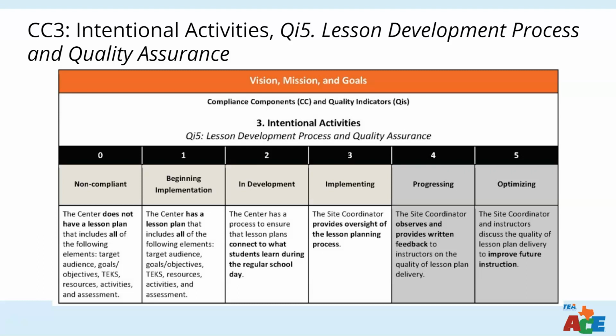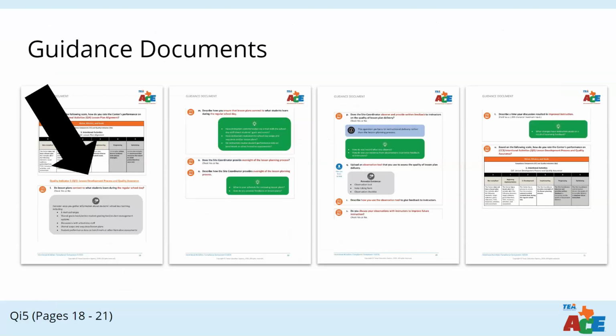And 5, optimizing. Consider whether the site coordinator discusses observations with instructors to improve future instruction. You will be asked to provide evidence by describing a time when the site coordinator discussed the quality of lesson plan delivery with an instructor, and that discussion resulted in improved instruction. As you search for an example, think about any changes instructors have made as a result of receiving your feedback after an observation. Again, please be sure to refer to the guidebook as you gather evidence and prepare your responses for this submission. Pages 18 through 21 of the guidebook cover Quality Indicator 5, Lesson Development Process and Quality Assurance.